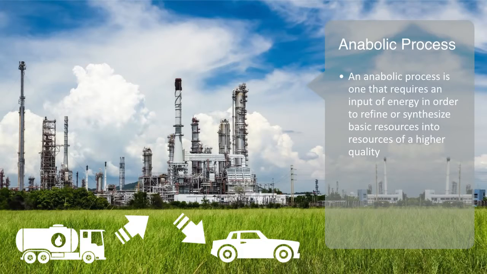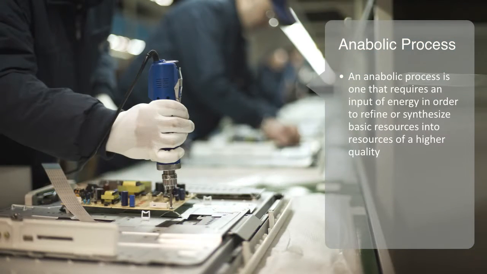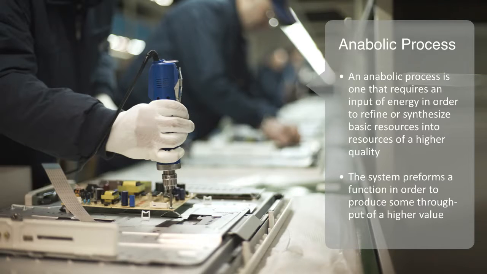The assembly of parts on a production line into a finished product is another example. It requires work to be done, that is to say, the system performing a function in order to produce some throughput of a higher value. The conversion of coal into electricity is another example, as electricity is a much higher quality energy than coal.